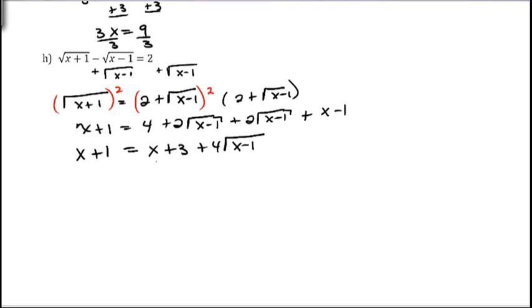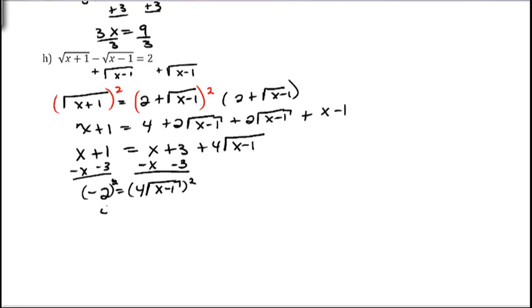Now we need to get this square root alone, so we're going to subtract x from both sides and also subtract 3. And so here we get 0, and 1 minus 3 is negative 2. And so we do have a negative 2 here, and so we should end up with no solution. But we're going to go ahead and square both sides and solve it anyways.